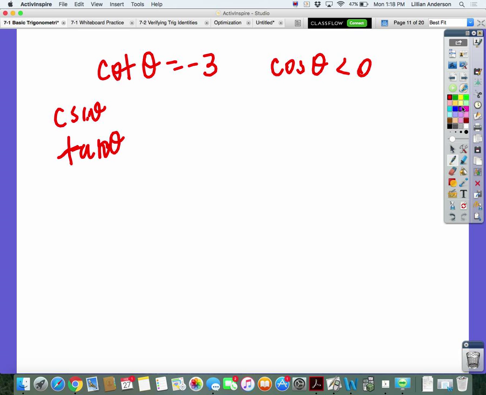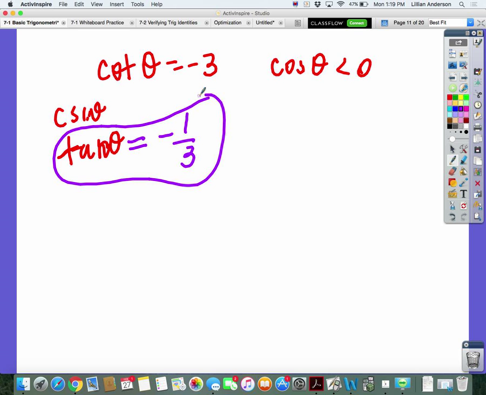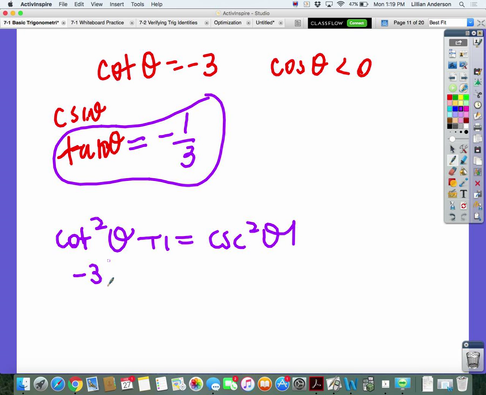Now, since I am looking for tangent, tangent is nothing but the reciprocal of cotangent. So that was actually an easy one. I just flipped that. That's going to be a -1/3. And I'm done with that one. But to find cosecant, I'll use the identity that says cotangent squared theta plus 1 equals cosecant squared theta. Since cotangent is -3, I plug that in and I square it. -3 squared is 9, plus 1 is 10.